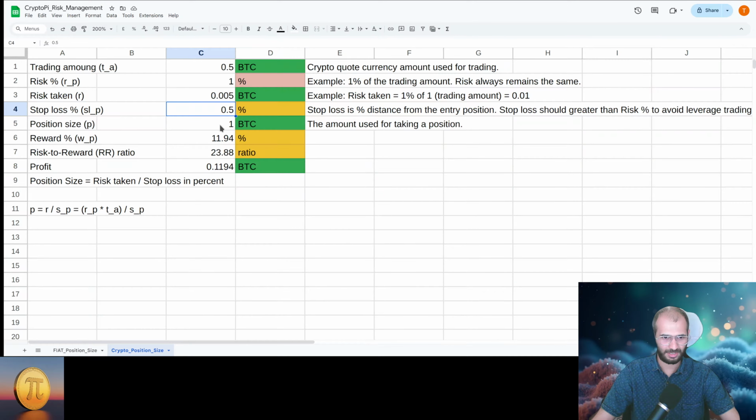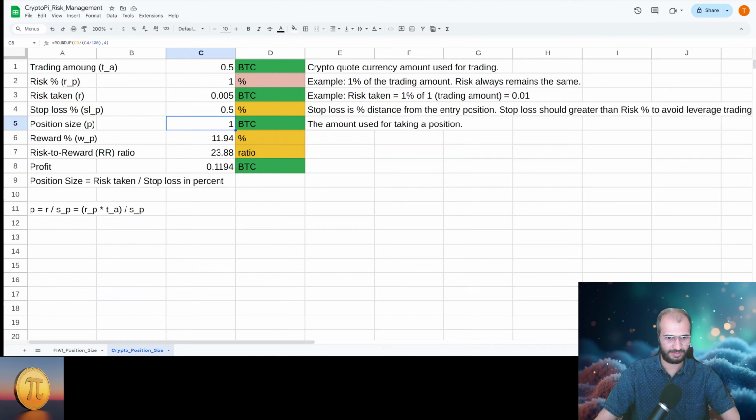Then our position size becomes higher than the trading amount, and at this stage trading like this cannot be done because we do not have the trading amount. But at this point one takes leverage, and that's why a lot of people get liquidated, because they do not take into account where the stop loss is with respect to their risk. Most of the time they compute only the risk, and they do not compute risk in relation to stop loss.